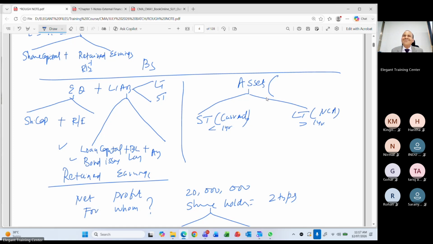Assets means what? We have done our graduation. The definition of assets. Rohan, tell me, what is an asset? From which we can generate future economic benefit. Yes. So assets are resources. What do we say? Assets are resources from which future economic benefit will flow to the company.